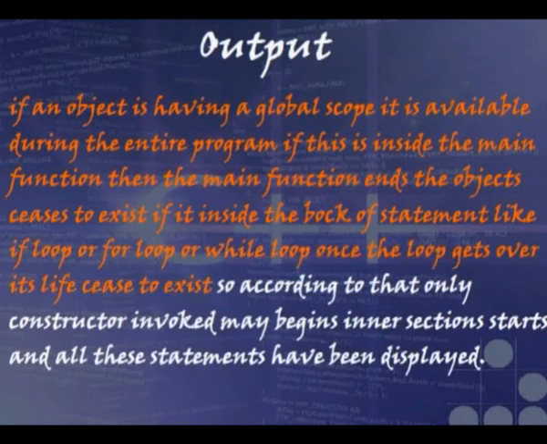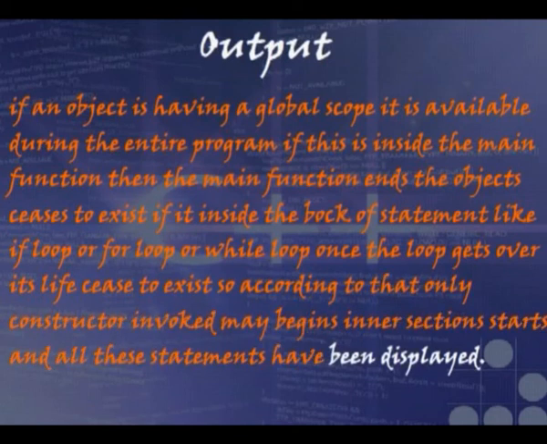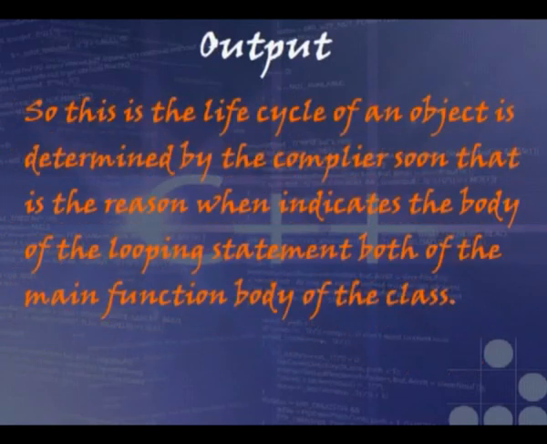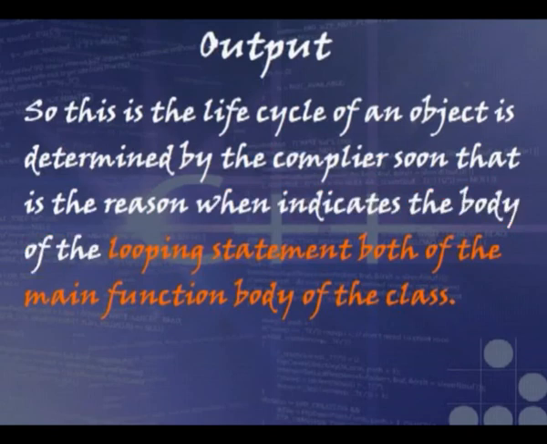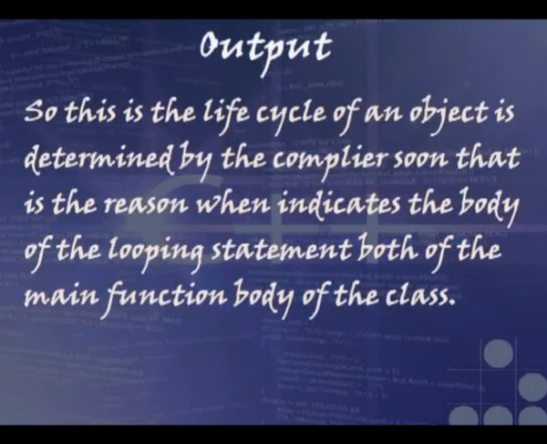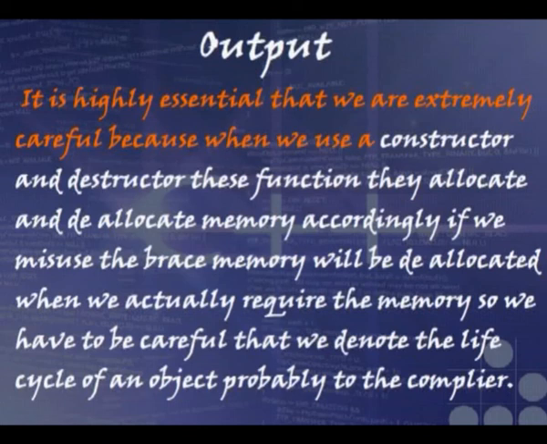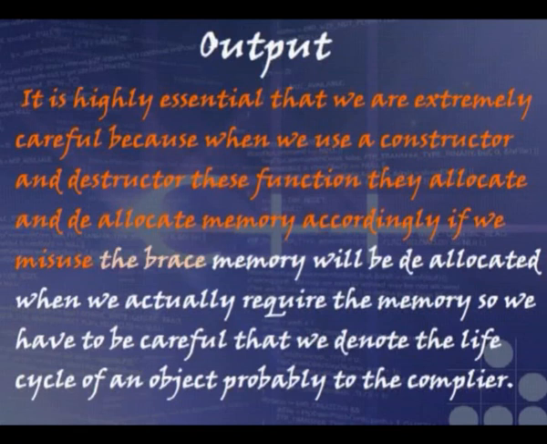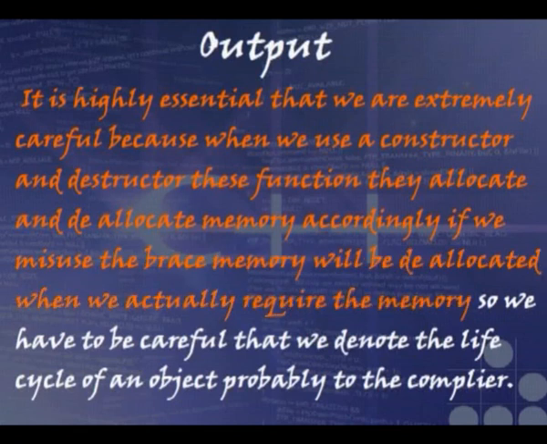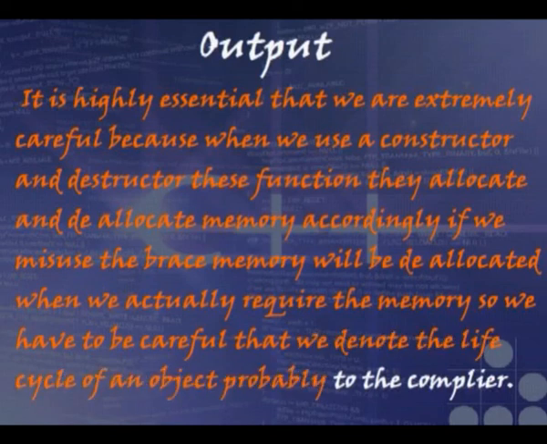According to that, these statements, "constructor invoked", "main begins", "inner section starts" and all the others, have been displayed. This is how the life cycle of an object is determined by the compiler. That is the reason that when we indicate the body of looping statements, the body of the main function, or the body of the class, we must be extremely careful, because constructor and destructor functions allocate and deallocate memory accordingly. If we misuse the brace, memory will be deallocated when we actually require it. So we have to denote the life cycle of an object properly to the compiler.